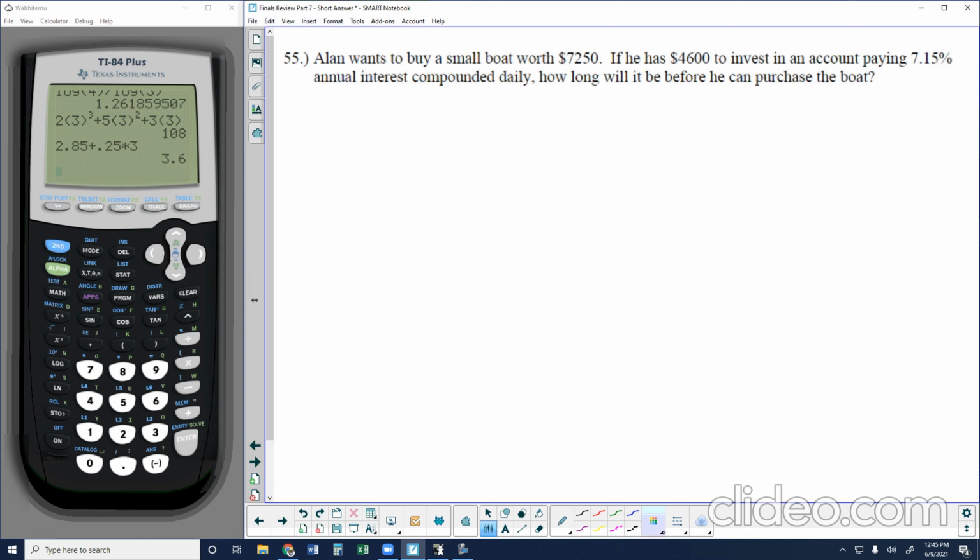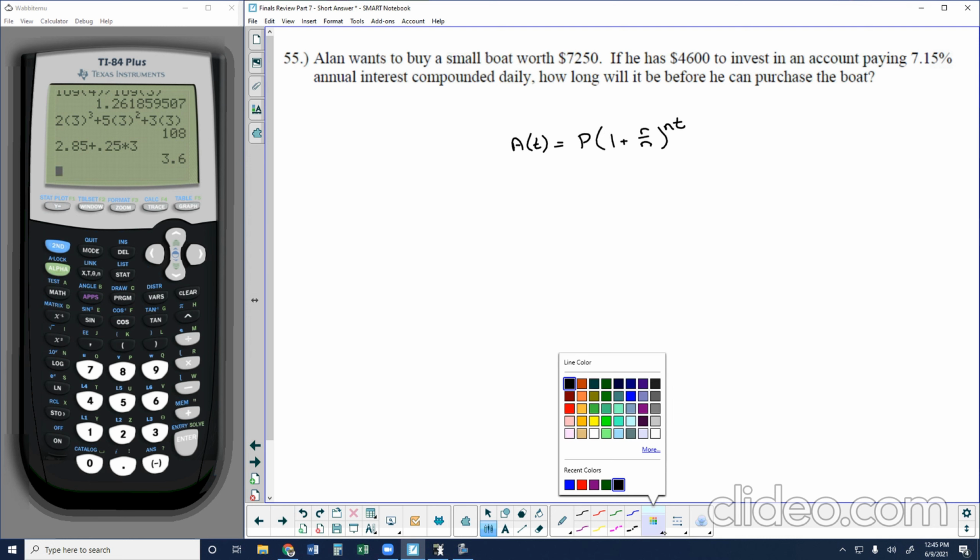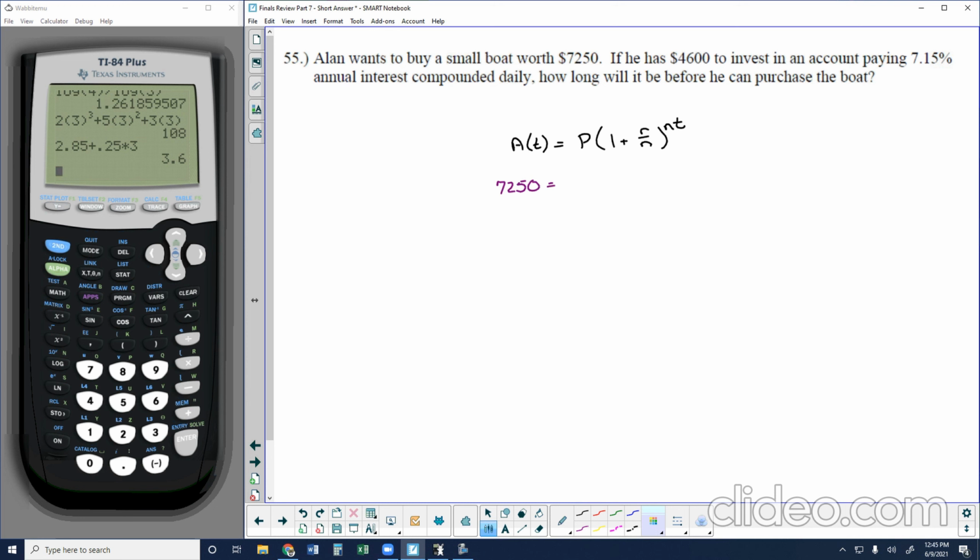Well, what we're looking at is the compound interest formula here. And so this would be P times 1 plus r over n to the nt power. This is not compounded continuously, but compounded a set number of times in a given duration. So we are going to look for a total of $7,250 of value. That's how much he wants to have. Currently, he has $4,600, so that's going to be the principal. We know that the rate he is investing at is 7.15%.